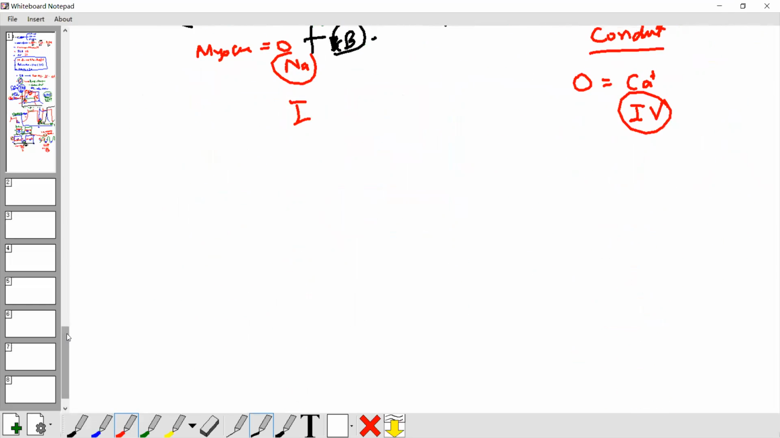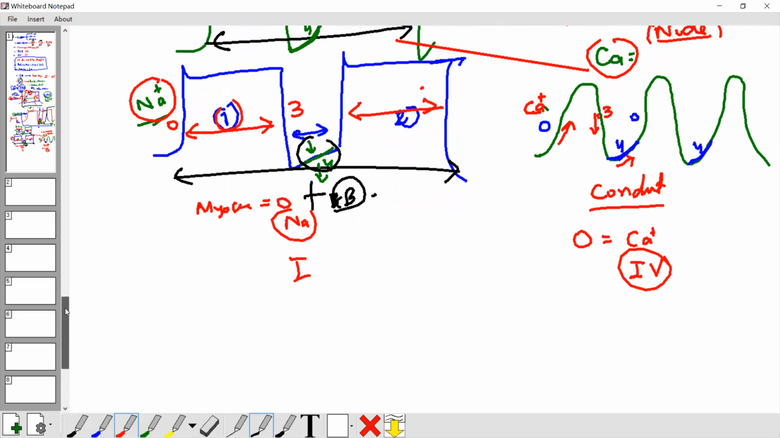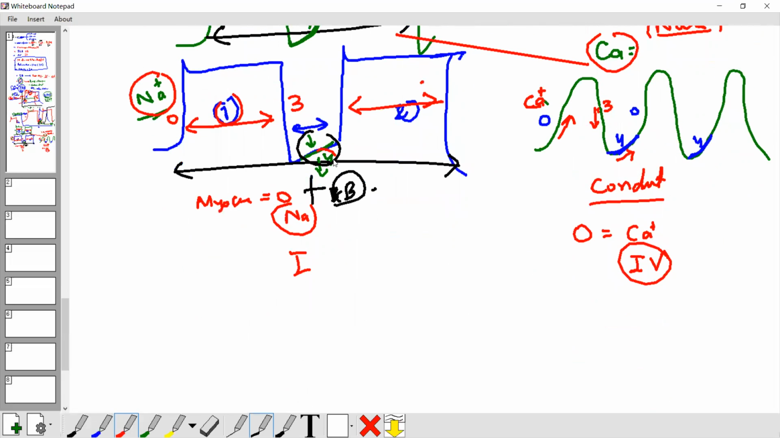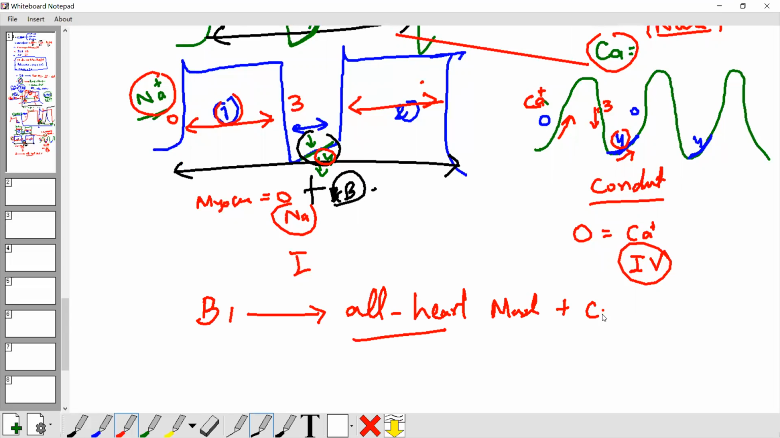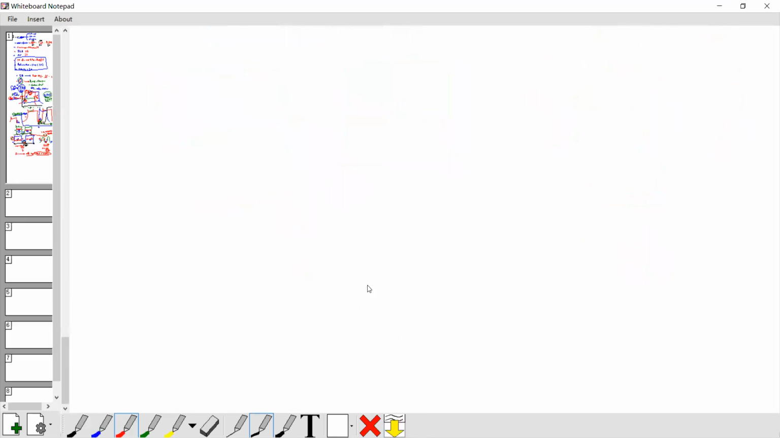Now let me ask again: can a beta blocker act on the conductive system? Yes, because phase four is also here. If you remember normal physiology, what is the location of beta 1? All over the heart, also muscle, also the conductive system. Beta 1 receptors are present everywhere on the heart. Sympathetic supply is present everywhere on the heart.